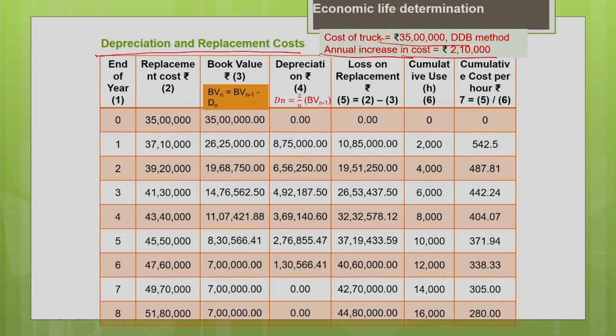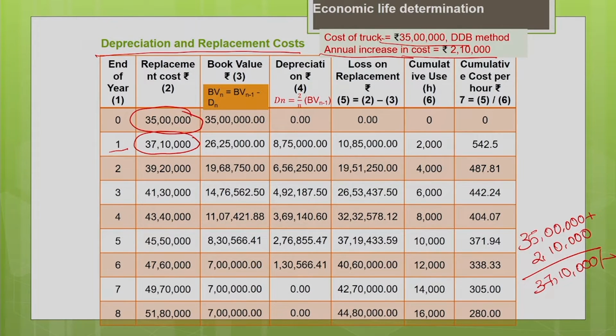Okay, the annual increase in the cost is rupees 2,10,000 due to inflation. So after 1 year, if we want to replace the particular machine, the increase in the cost will be 2,10,000. The initial cost is 35 lakh. At the end of 1 year, if you want to replace the machine, you have to spend 37,10,000, which is 35 lakh plus 2,10,000.